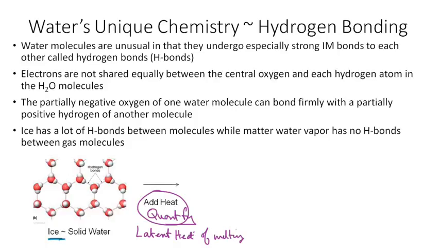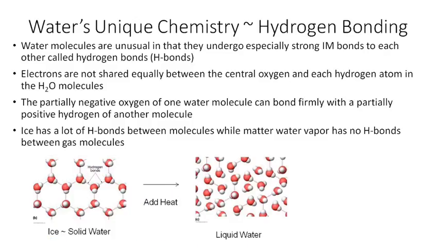Now, like I said, these hydrogen bonds are extra strong, so this latent heat of melting is a fair bit. And then, of course, on the product side, we have liquid water. So with liquid water here, hopefully you can kind of see, if you were to look at some of these, bonds are broken. That's my point. We break at least some of these bonds to form liquid water.